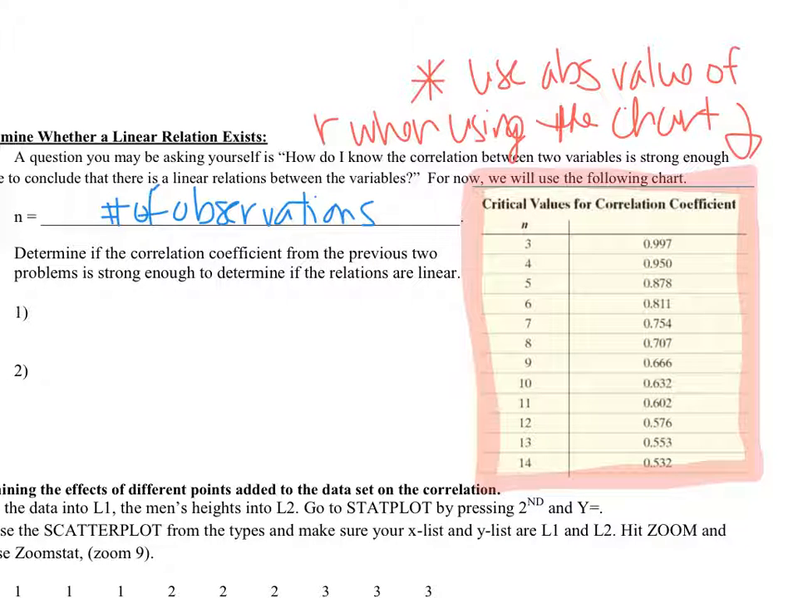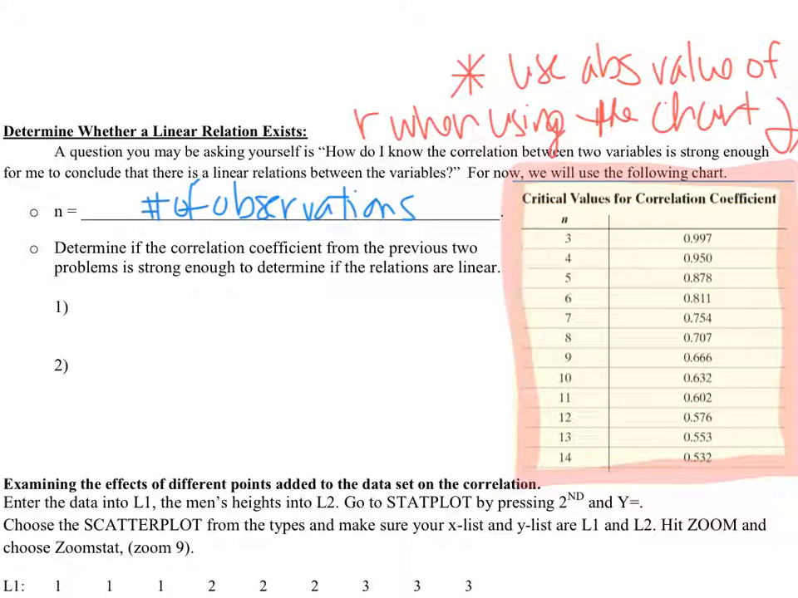Okay. Now you just use the absolute value when you're using the chart. So if the correlation is negative, the correlation stays negative, but you would just use the absolute value of it to evaluate it on the chart. So in the first example, we had that n equaled 12 and that r equaled 0.773.